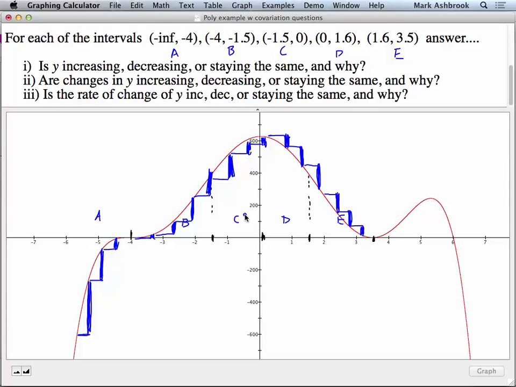So what about the rate of change? The changes are increasing, then the rate of change is increasing. So not only is y increasing, but the rate of change of y is increasing. And that makes this concave up shape, right?